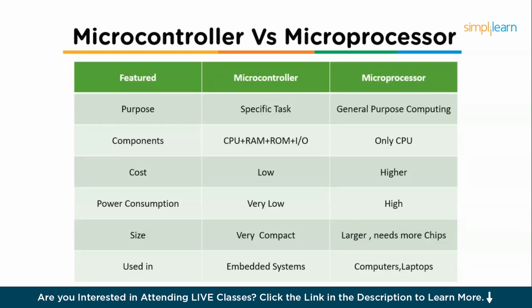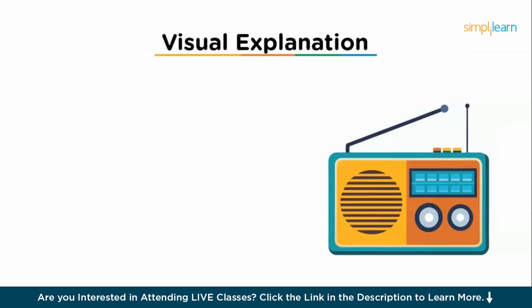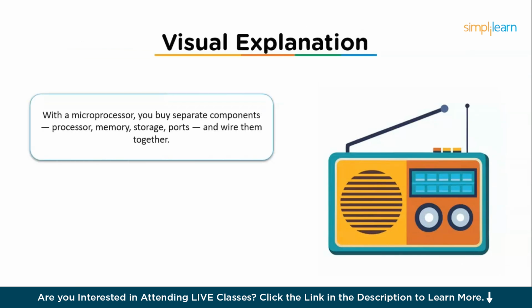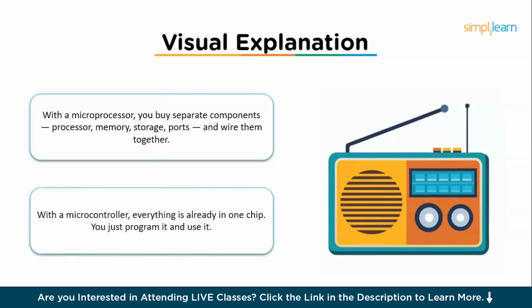So a microcontroller is like a compact toolkit with everything inside, and a microprocessor is like a CPU that needs external ROM and input-output devices to work. Let's now move on to see the visual explanation. Imagine building a radio. With a microprocessor, you buy separate components like processor, memory, storage, ports, and wire them together. With a microcontroller, everything is already in one chip. You just program it and use it. That's why microcontrollers are simpler and more suited for embedded systems.